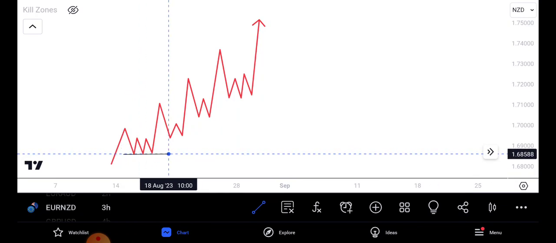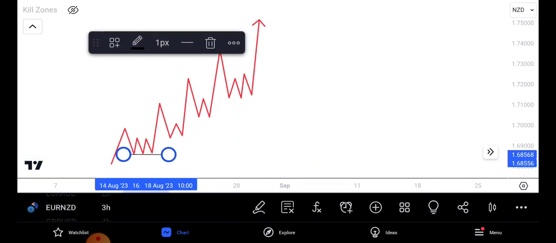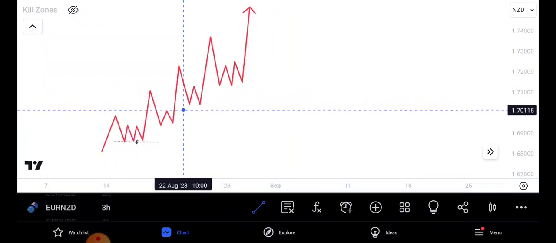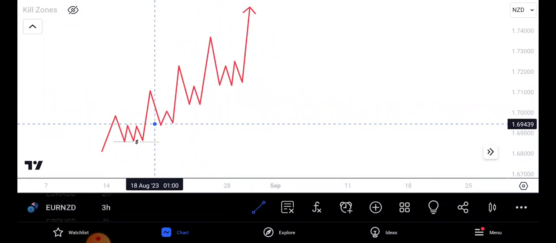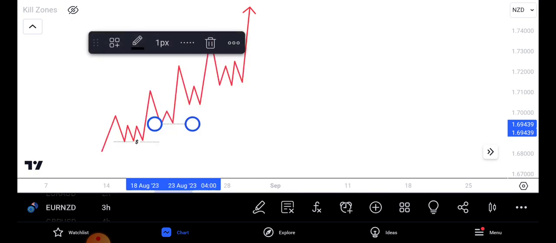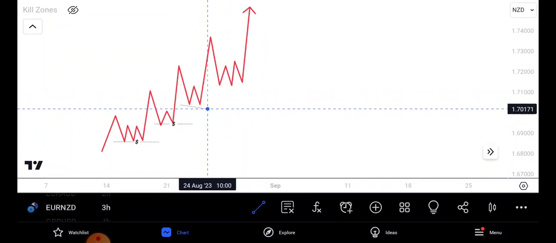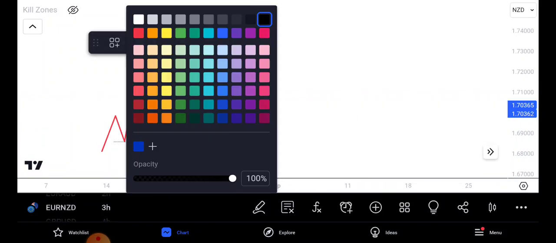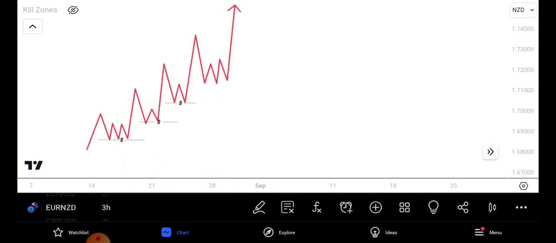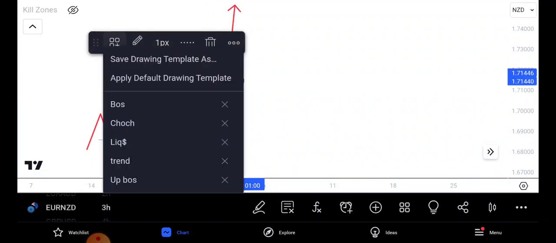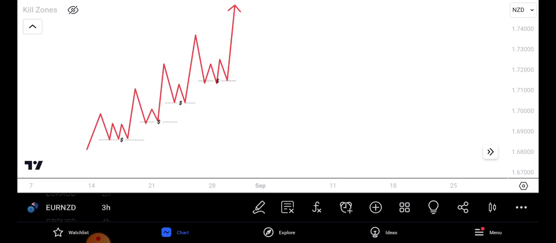I'll be signifying my liquidity with the dollar sign. See, that's an equal low liquidity. Even this point here is also relatively equal liquidity, and even this point here is relatively equal liquidity.